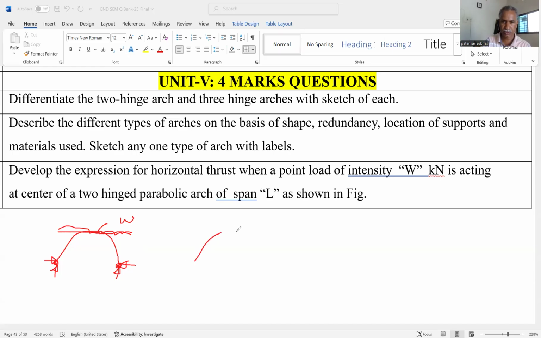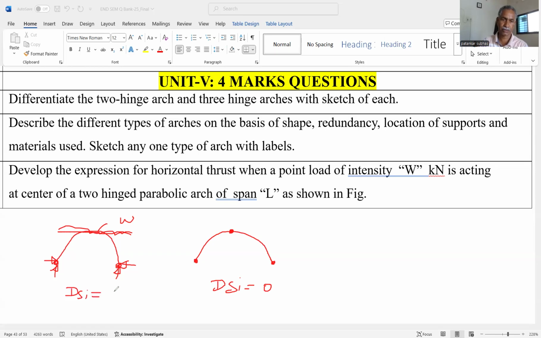In case of two hinge arch and in case of three hinge arch, in three hinge arch there is a hinge at the crown point, at the highest point, and that's why there are three hinges, and because of this hinge we can apply the moment equation as zero, and that's why the degree of redundancy is zero. Here DSI, degree of static redundancy, for three hinge arch is zero, but for the two hinge arch it is 1. It is not determinate, and that's why by simply applying the equilibrium equations we cannot find out the degree of redundancy, DSI.